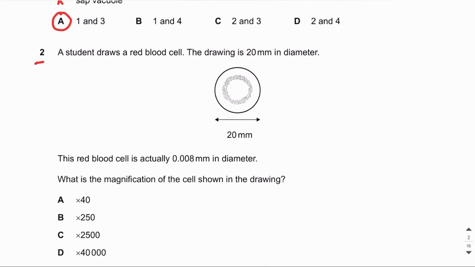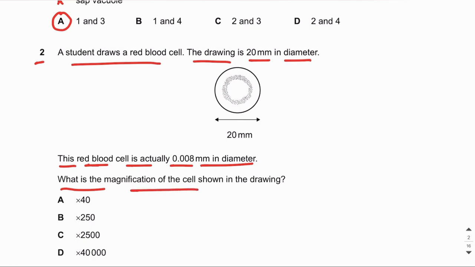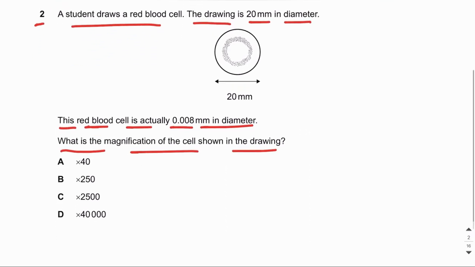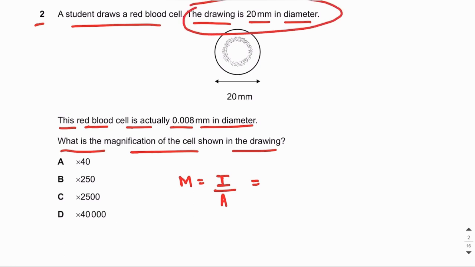A student draws a red blood cell. The drawing is 20 millimeter in diameter. This red blood cell is actually 0.008 millimeter in diameter. What is the magnification of the cell shown in the drawing? So guys, you all know that the formula of magnification is equal to image length divided by actual length, right? So the image length is actually the length of the drawing or the diameter of the drawing. So that is 20 millimeters. And what is the actual length?